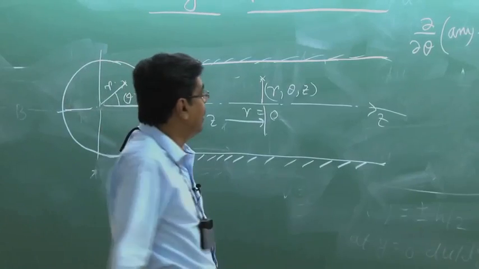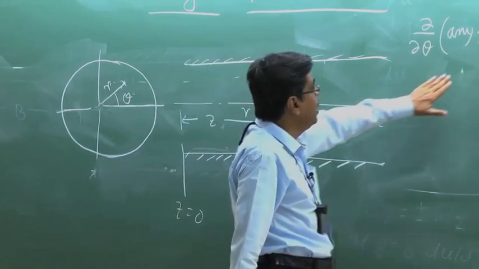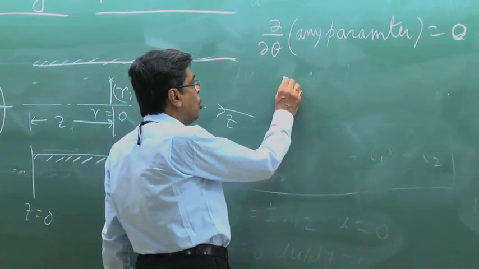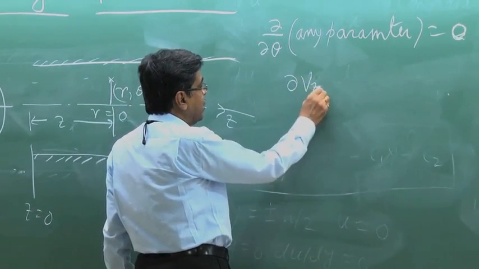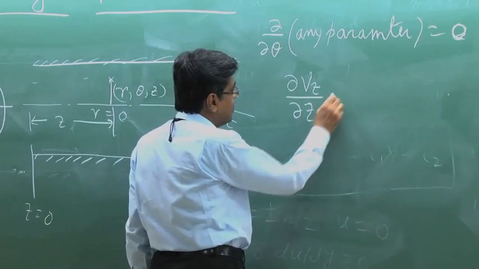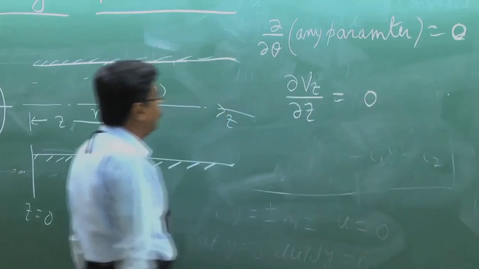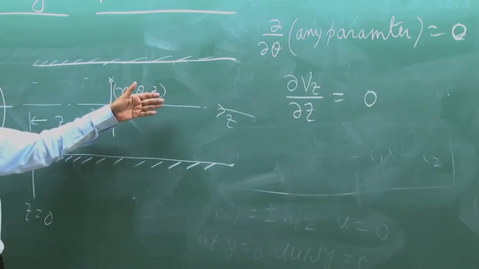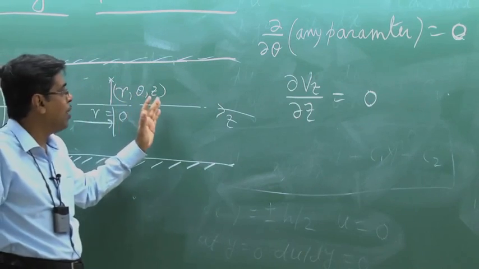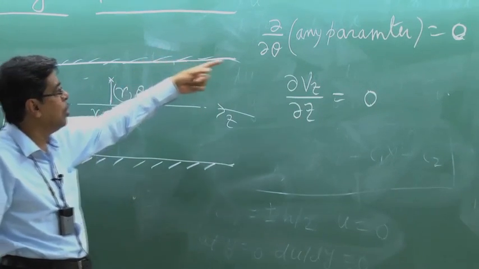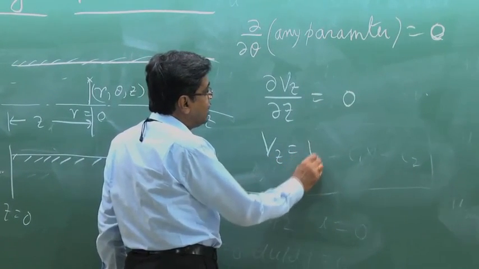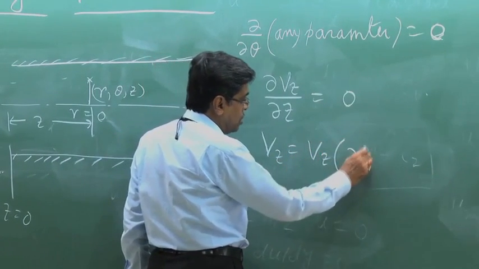Okay. Next is the fully developed flow, and this fully developed flow condition, as you know, is that del Vz del z is 0. That is the requirement of fully developed flow, that Vz ceases to be a function of z. I have told earlier also, it is a function of r only, because there is no dependence on theta. So therefore the consequence is that Vz is a function of r only.